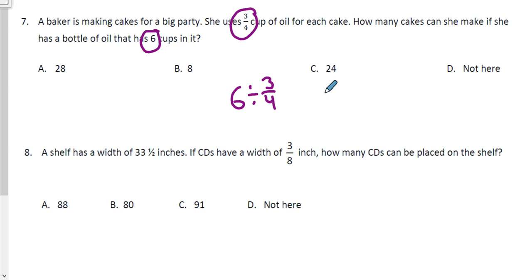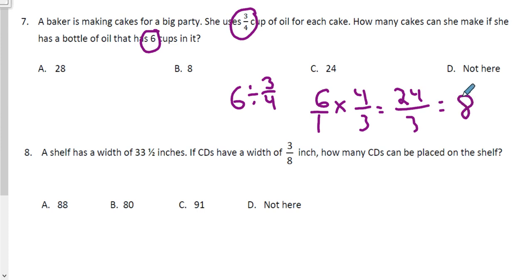So once again, 6 is 6 over 1. Opposite of division is multiplication. Reciprocal is 4/3. 6 times 4 is 24. 3 times 1 is 3. 24 divided by 3 is 8. So it would be letter B in this case.